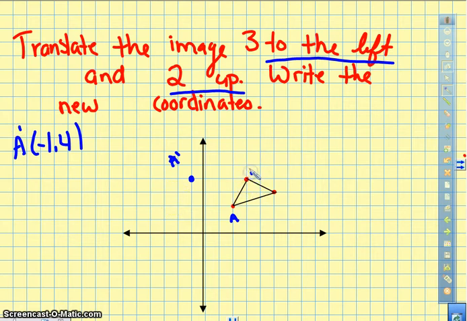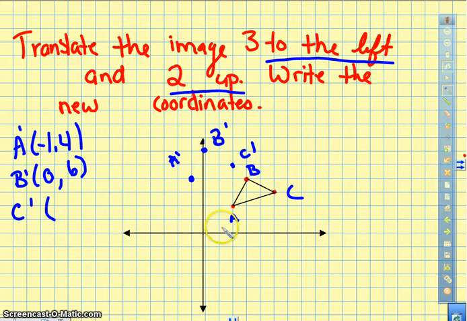Okay, I'm going to take this, we'll call this B. Next, and I'm going to move it 3 to the left. 1, 2, and 3, and up 2. 1, 2. This is my B prime. And B prime's ordered pair is 0, 1, 2, 3, 4, 5, and 6. It's 0, 6. Now we'll do our last point. We'll call it C. 3 units to the left, 1, 2, and 3, and up 2. 1, 2, and this is C prime. C prime's ordered pair, start at the origin, count over 1 and 2, so positive 2, and then up 1, 2, 3, 4, and 5.